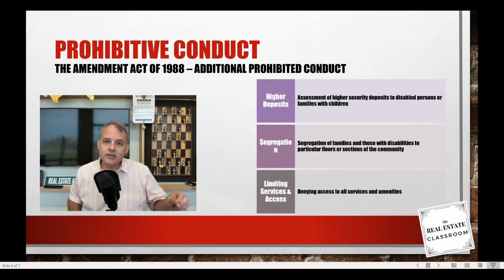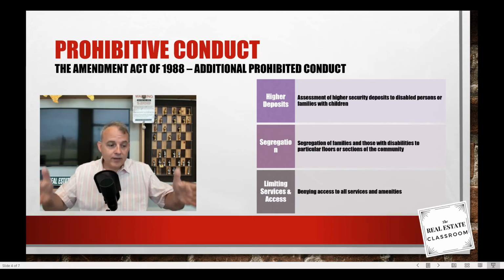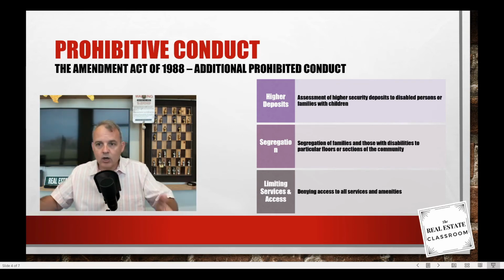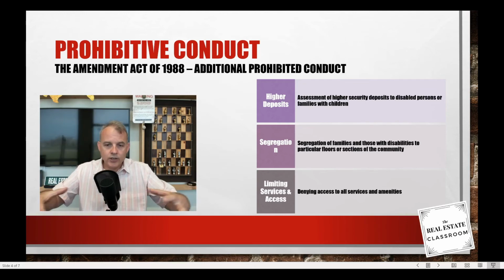Because remember, in 1968, we only had 4 protected classes, and we just talked about the prohibitive conduct. In 1988, we added 2 more protected classes, which was disabilities and family status, or familial status. And then we added even more prohibitive conduct and said, listen, now it's all encompassing. So we have 7 protected classes, and here are all the prohibitive conduct. So they kind of join the 2 together.